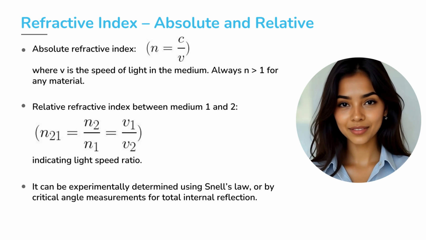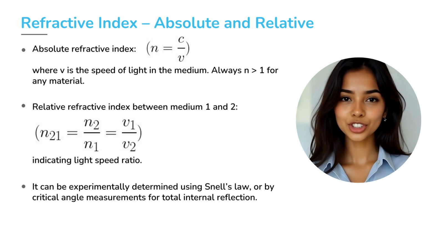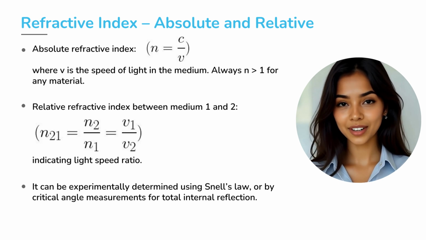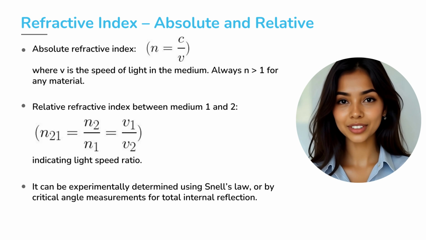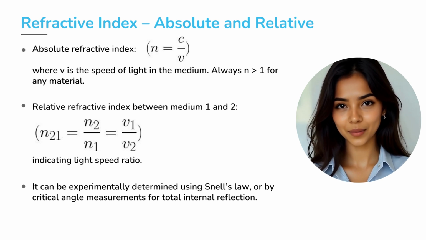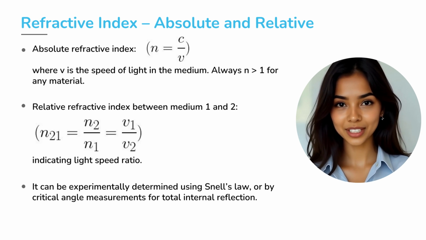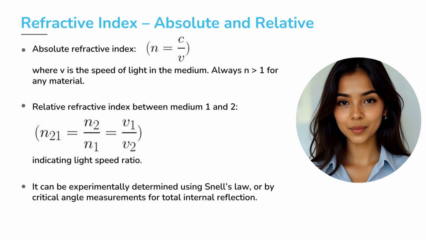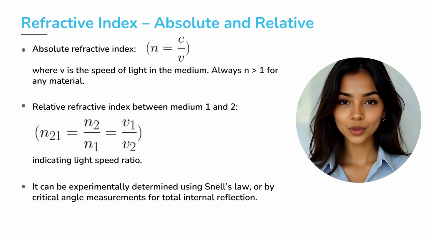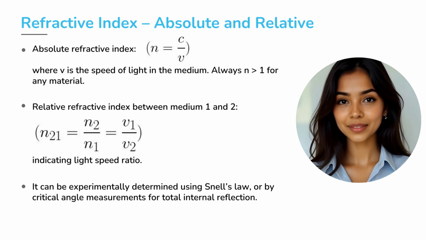Next up, we have the relative refractive index, denoted as n21, which compares two different media. It's the ratio of the refractive index of the second medium to that of the first, mathematically n2 divided by n1, which equals the ratio of the speed of light in the first medium to the speed of light in the second medium, v1 divided by v2. This relative index tells us how much light bends when going between these two materials.